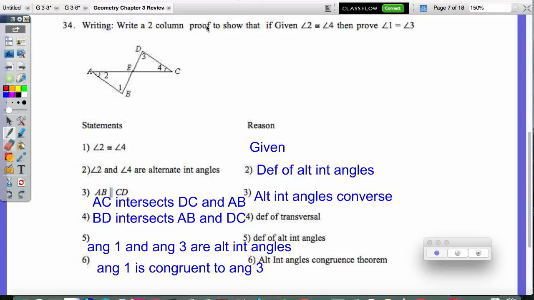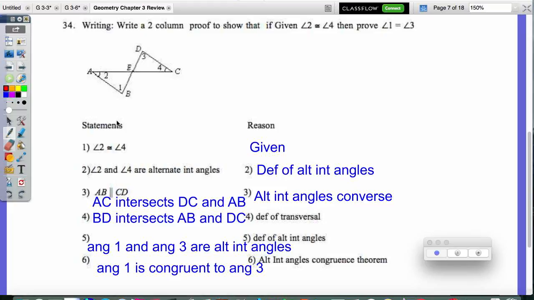So we're just going to go through this. Write a 2-column proof to show that if given angle 2 is congruent to angle 4, then prove angle 1 is congruent to angle 3. Sorry, it should say congruent. Angle 2 is congruent to angle 4 is the given. 2 and 4 are alternate interior angles, and that's the definition of alternate interior angles.